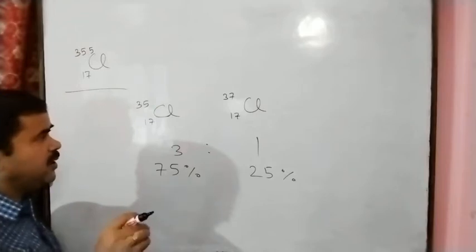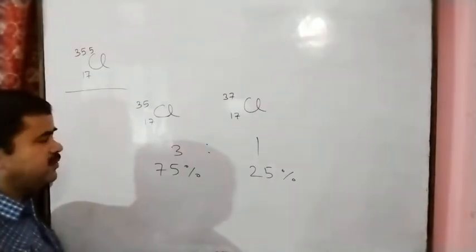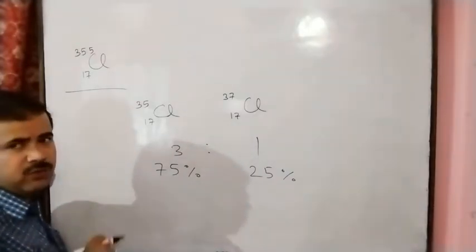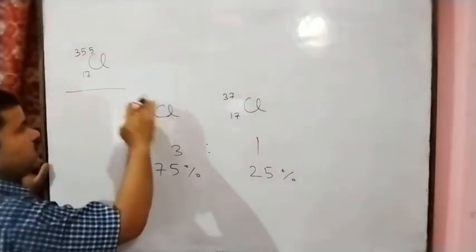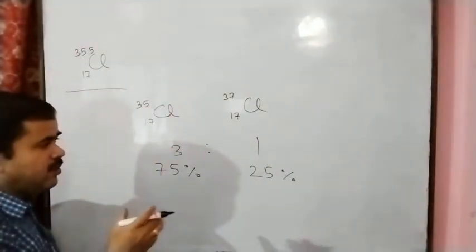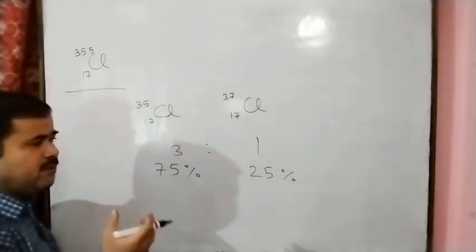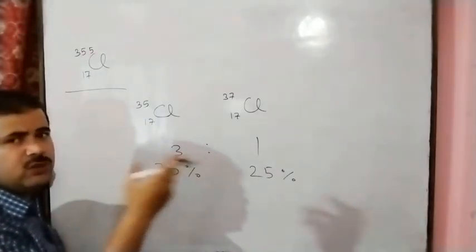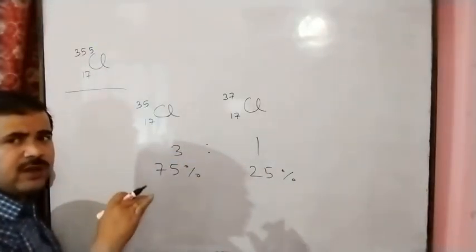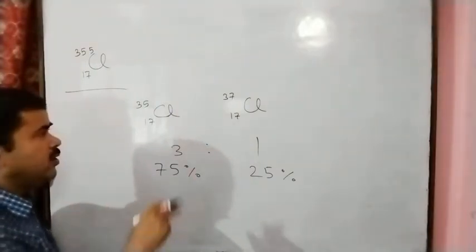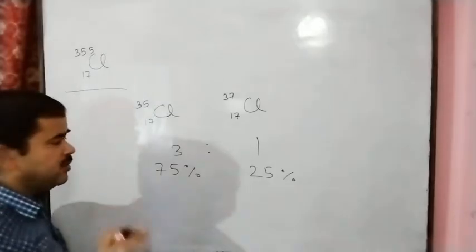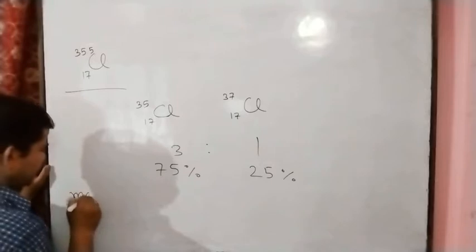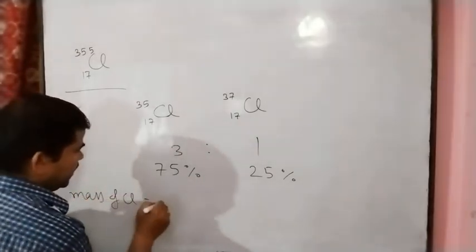So for the mass of an element we take the average mass of the isotopes. Chlorine has two isotopes, and if we take the average mass of these two isotopes, then we get the mass of the chlorine. So the mass of chlorine will be the average mass of the two isotopes, chlorine 35 and chlorine 37. In this way we can determine the average mass of chlorine.